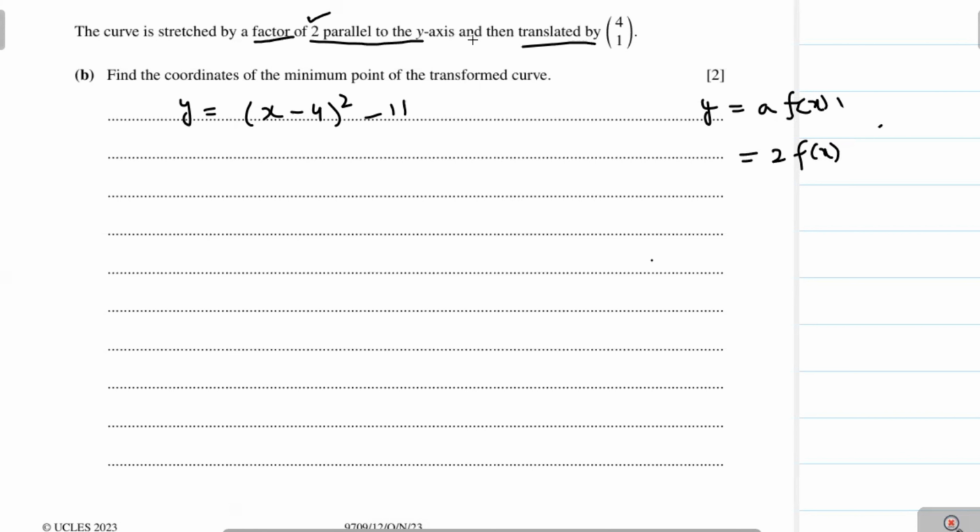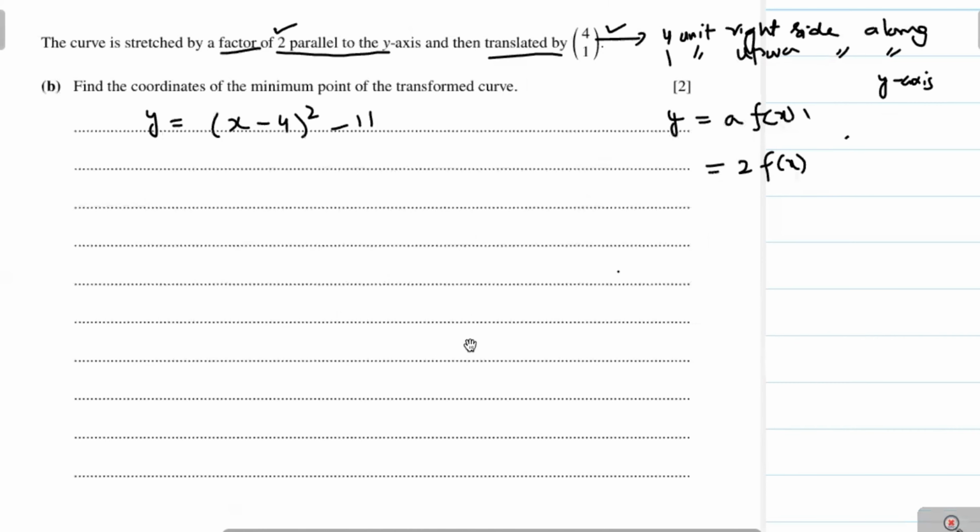Next, this transformed curve is translated by the vector (4, 1). This means the curve will translate 4 units to the right along the x-axis, and 1 unit upward along the y-axis. The upper value is along the y-axis and the first value is along the x-axis.